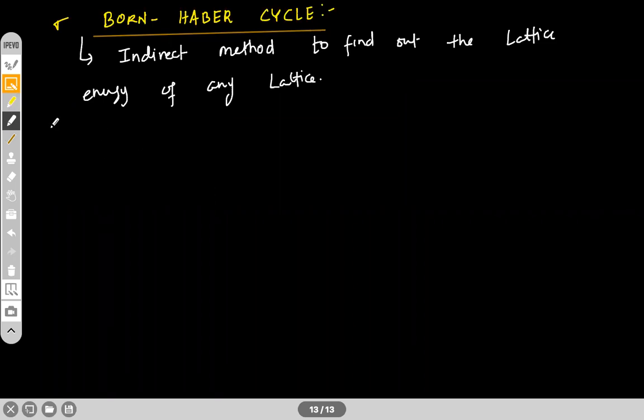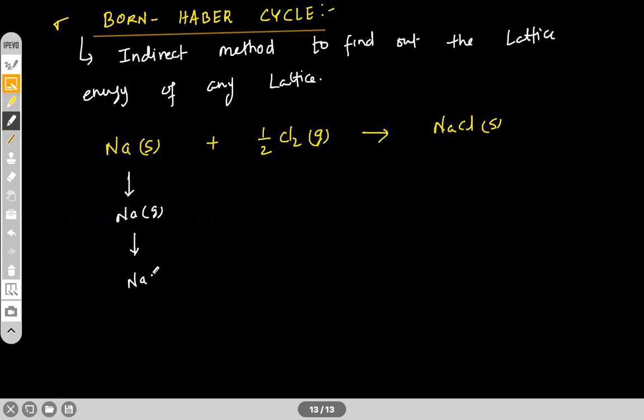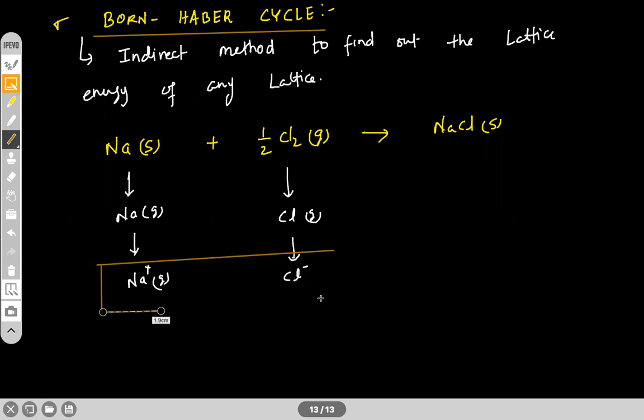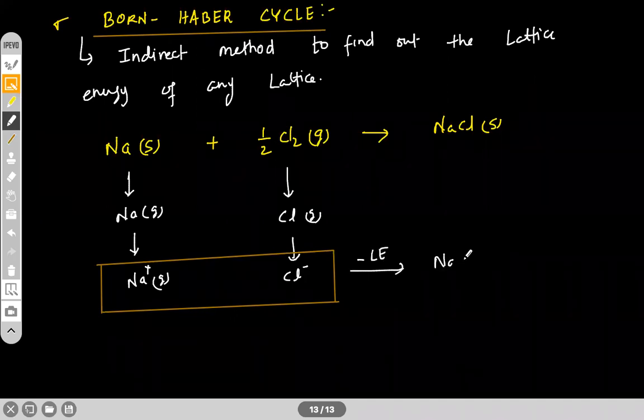We'll take an example of NaCl only. Na solid plus half Cl2 gas converts into NaCl solid. First, this Na we need to convert into Na gas, and then into Na+ gas. This chlorine also we need to convert into a chlorine atom, and then this chlorine atom must convert into Cl-. When these two combine, lattice energy comes out and forms the NaCl lattice.